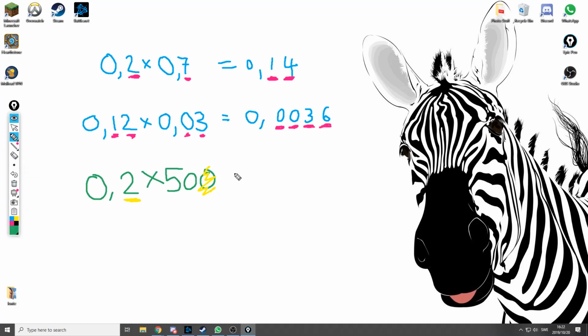2 times 5 is going to give me 10, and then I need to add this 0 back into my answer because I'm saying 2 times 50. My answer is 100.